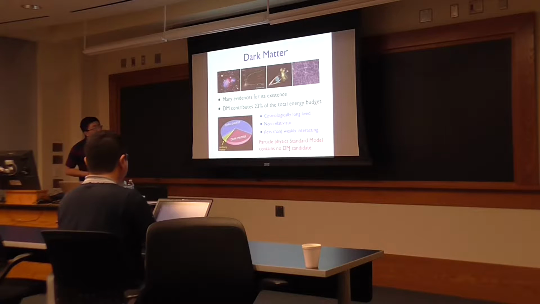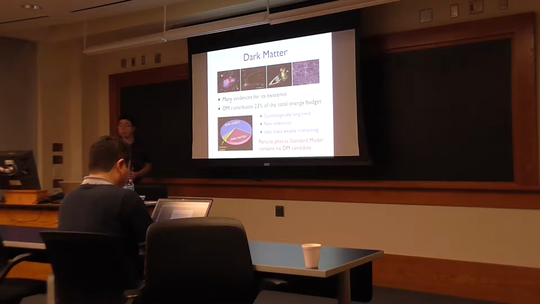And we know several facts about the properties of dark matter. It has to be here today, so it has to be cosmologically long-lived. It should form structure, so it cannot be too relativistic. And we haven't discovered dark matter experimentally in the laboratory yet, which means that dark matter has to be at most weakly interacting.